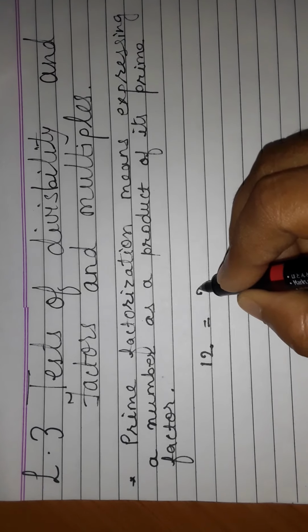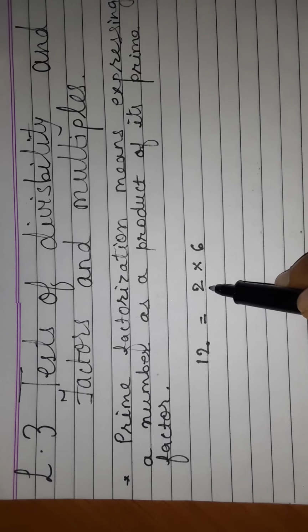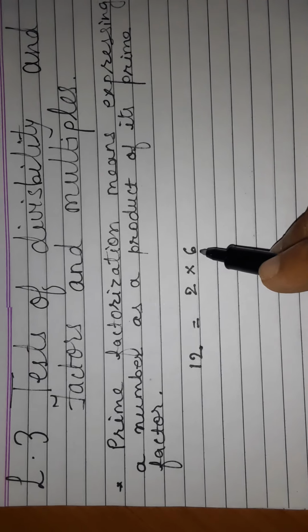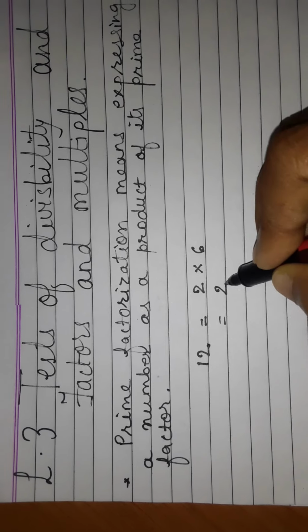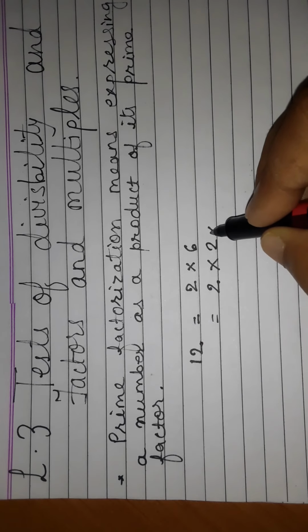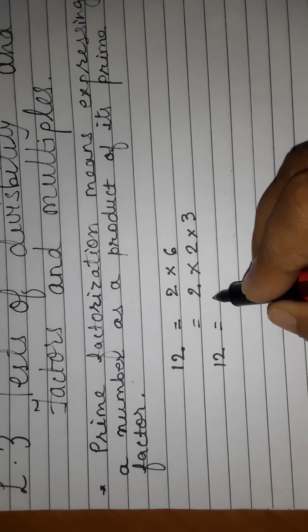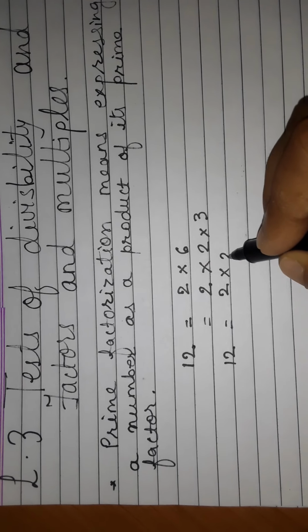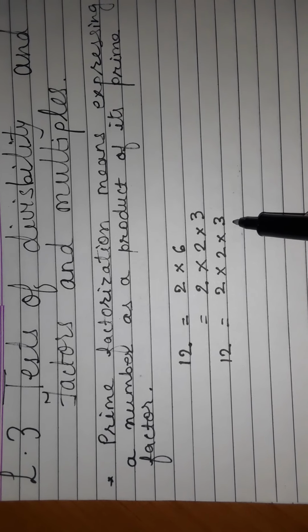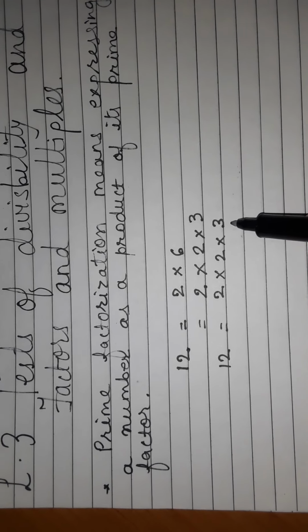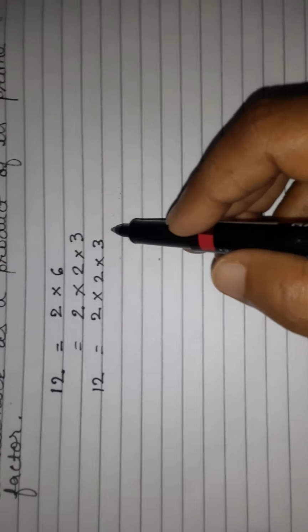First I'll multiply 2 6s is 12. Now here 2 is a prime number but 6 is a composite number. So again we have to split 6. This 2 we will keep as it is, and 2 into 3, 2 3s is 6. Now 12 is written as 2 multiplied by 2 multiplied by 3. That is 2 2s are 4 and 4 3s are 12. This is the prime factorization for 12. Similarly, we can do it for all the numbers.